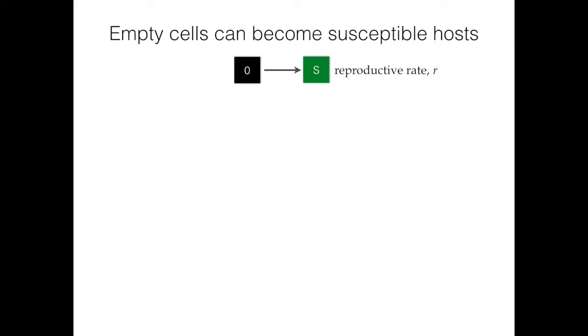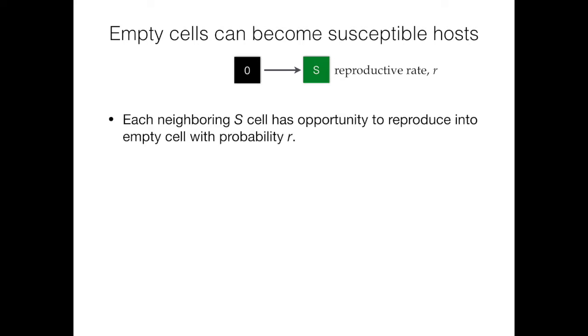So first, empty cells can become hosts. An empty cell becomes a susceptible host if at least one of its neighbors is susceptible, and so reproduces onto it. A susceptible host attempts to reproduce onto a neighboring empty cell with probability R, the reproductive rate. We say attempt because at maximum only one neighbor can be successful. In our model, all hosts are identical, so the probability of going from an empty cell to a susceptible host increases in a very straightforward manner with the number of neighbors that are susceptible.